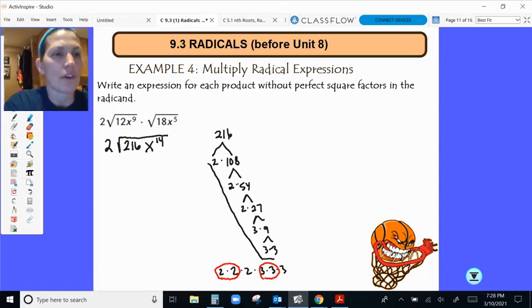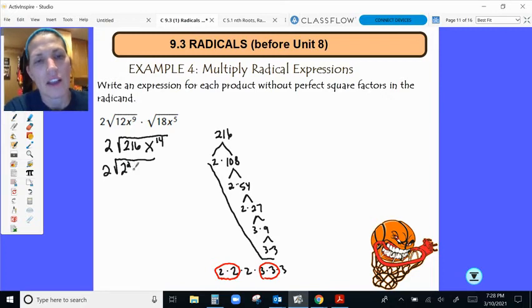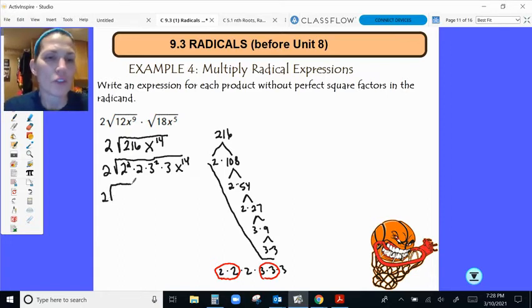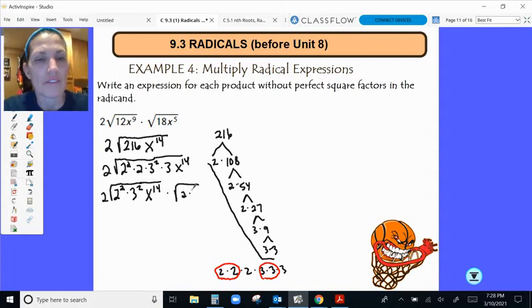So now what I'm going to do here is I'm going to write 2 times, and I have 2 squared, and I have another 2, and I have a 3 squared, and another 3, and I have my x to the 14th. So that's kind of representing my 216. Okay. So again, I'm going to rewrite one radical with all my perfect squares in there. So my 2 squared, my 3 squared, and then my x to the 14th. All even numbers are perfect squares, right? If it wasn't an even number, I'd want to write it as an even number. And then I have times the square root of, and then 2 times 3 are my ones that are not perfect squares.